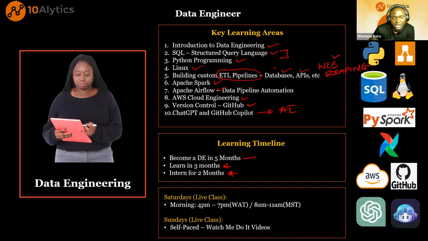We have one live class for this that combines the people in Africa, Europe, and the US. So we have one time for everybody. It's 4 p.m. to 7 p.m. West African time on Saturday, and on Sunday, 8 a.m. to 11 a.m. Mountain Standard Time. So 8 a.m. to 11 a.m. every Saturday for the people in Canada and the US, and 4 p.m. to 7 p.m. West African time for the people in Nigeria, West Africa, Africa in general, and also in Europe. So we're all going to be learning together.